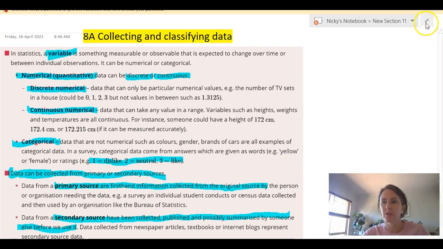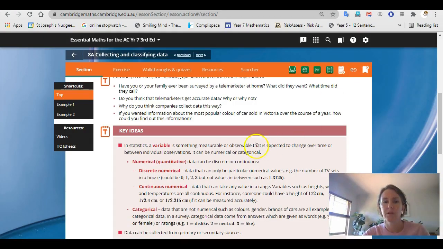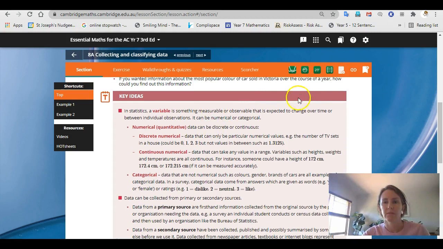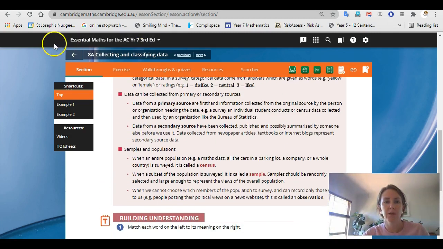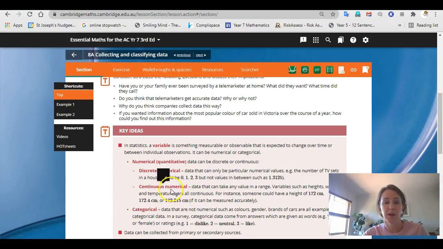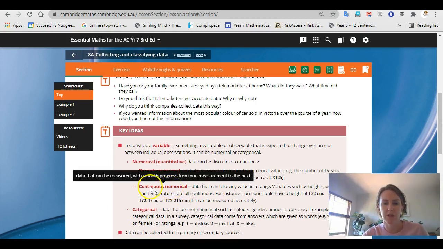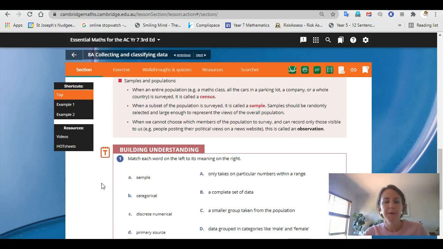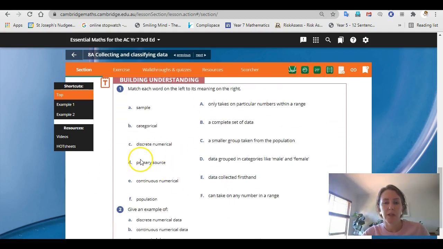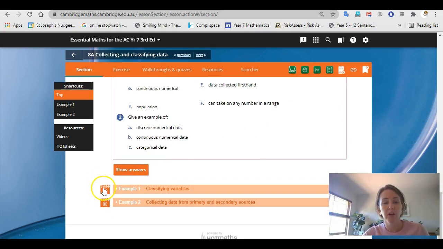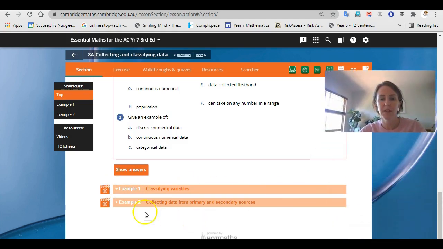What I'm going to just quickly show you now is some videos on Cambridge Go that are really great to explain this topic. So I'm in the interactive textbook part 8A, collecting and classifying data. This is where I've got the words I just talked about now. And actually, if you hover over them, there's some handy definitions there that summarize it too. There's building understanding. We'll probably do that in class if we haven't already. Now, down here, I don't know if you guys realize that there are videos on Cambridge as well as my own videos. So if you just open these up, it'll give you an example of whatever topic they've listed here.